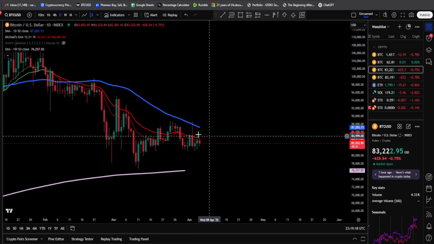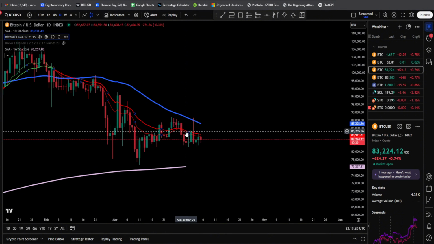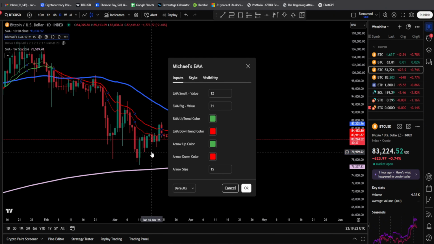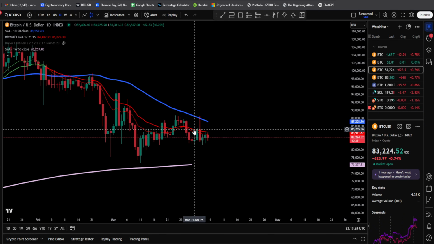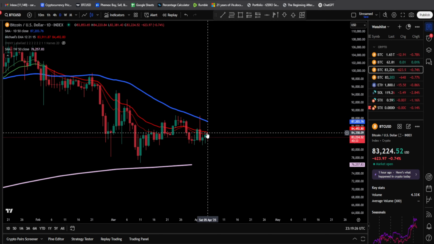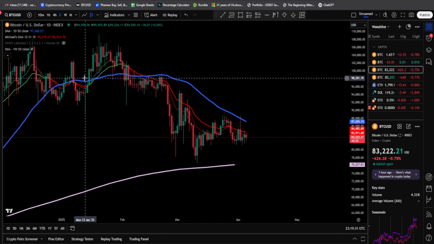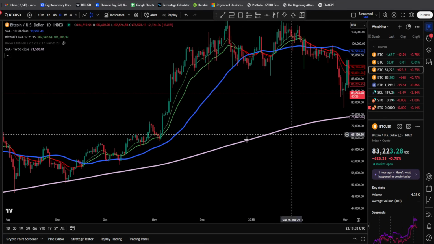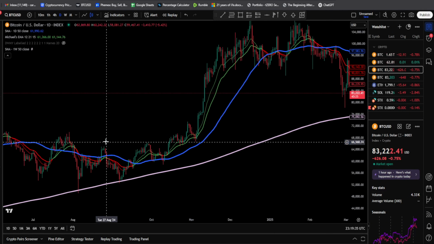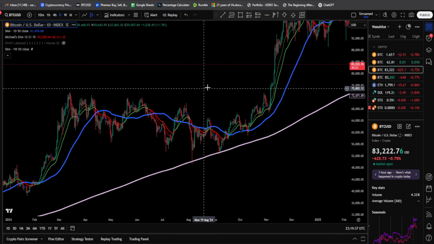So, to reverse this, what I'm looking for is green bands. They're 12 and 21 EMAs. And essentially, when the price is above them, they'll be green. We essentially need daily green bands to be in an uptrend, like here. As soon as, same thing happened.